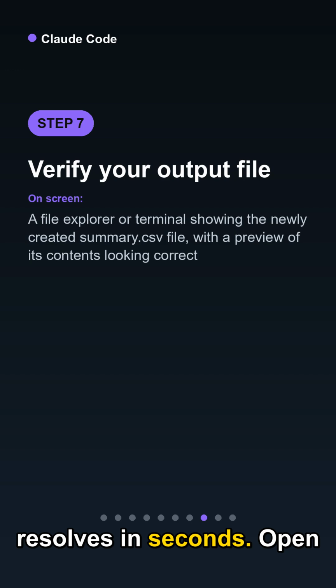Open the output file and actually check it. Does the math look right? Are the columns labeled correctly? Claude Code is powerful but not infallible. A quick sanity check against your source data takes 30 seconds and protects you from shipping a mistake downstream. Spot anything off? Just tell Claude Code exactly what's wrong and ask it to fix it.